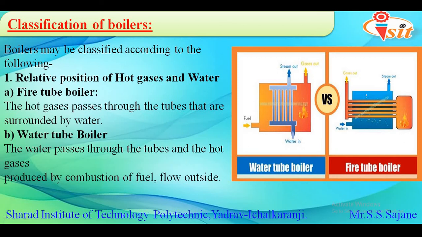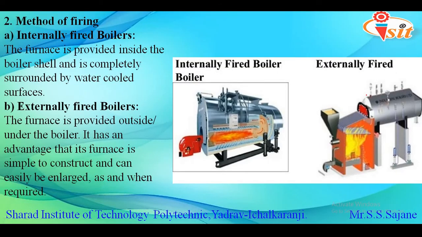Now we'll see the next classification, that is according to method of firing. Again we have two types here: the internally fired boilers and externally fired boilers. In the case of an internally fired boiler, the furnace is provided inside the boiler shell and is completely surrounded by water cooled surfaces. Whereas in externally fired boilers, the furnace is provided outside or under the boiler, and it has the advantage that its furnace is simple to construct and can be easily enlarged as and when required.